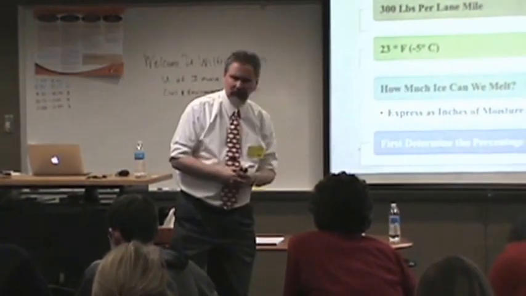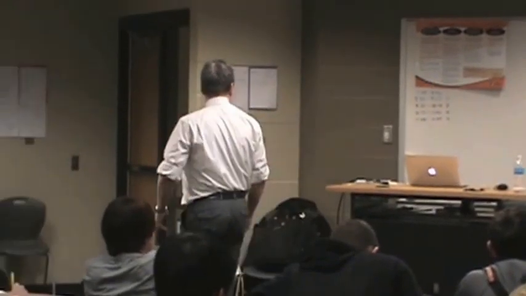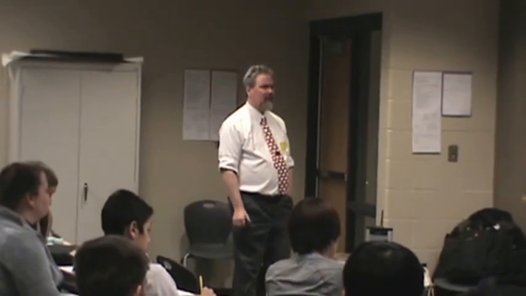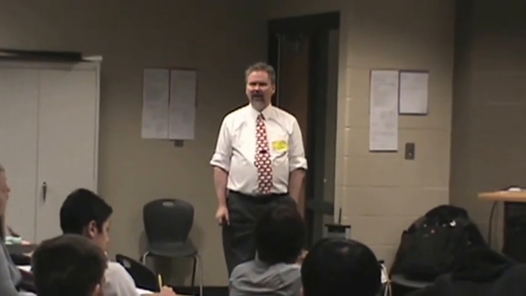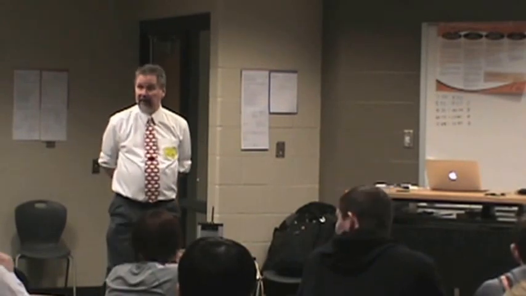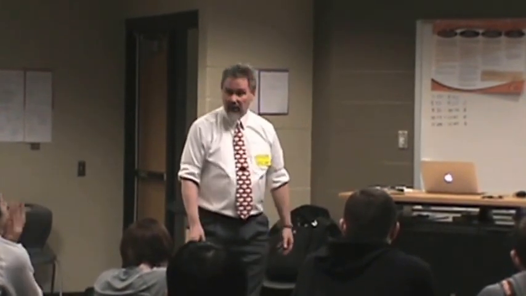So we'll do an example. We're going to put 300 pounds a lane mile of salt on the road. What's a lane mile? No one? Yeah? One side of the road is one lane, right? Yeah. So a lane mile is one lane for 1 mile. Yeah. It's a measure of area.